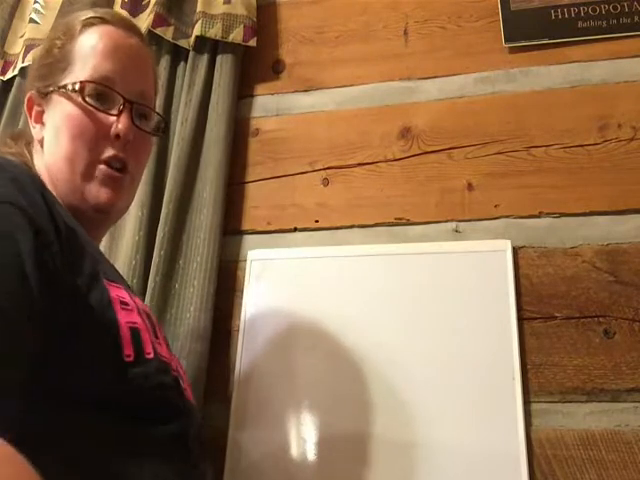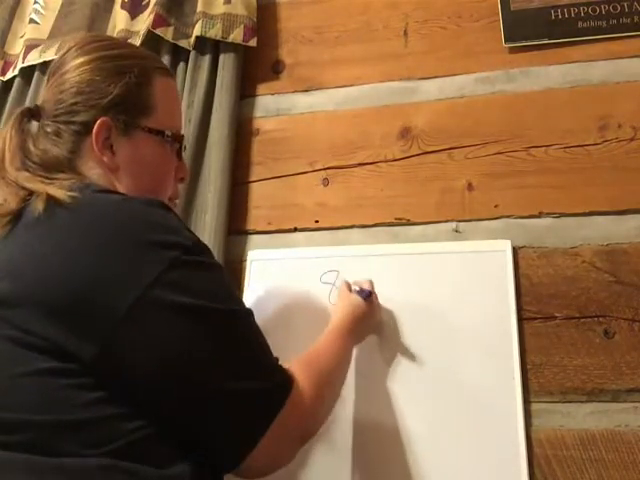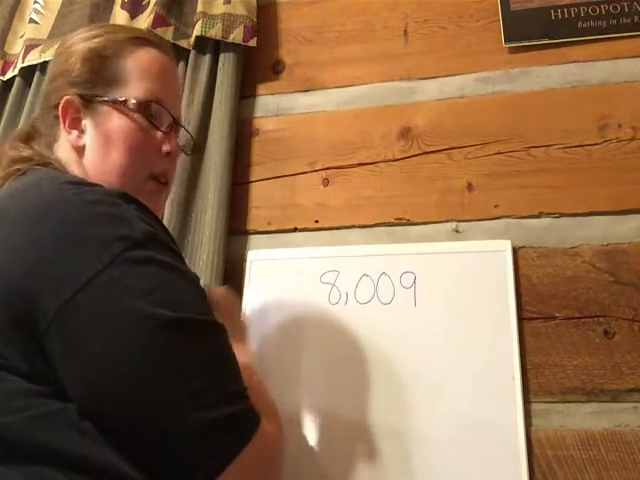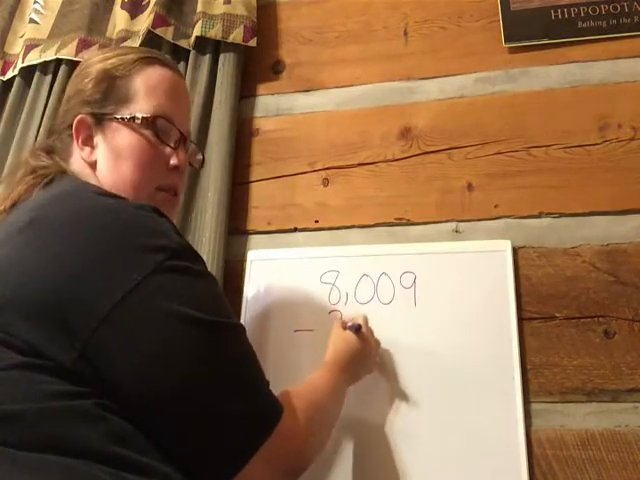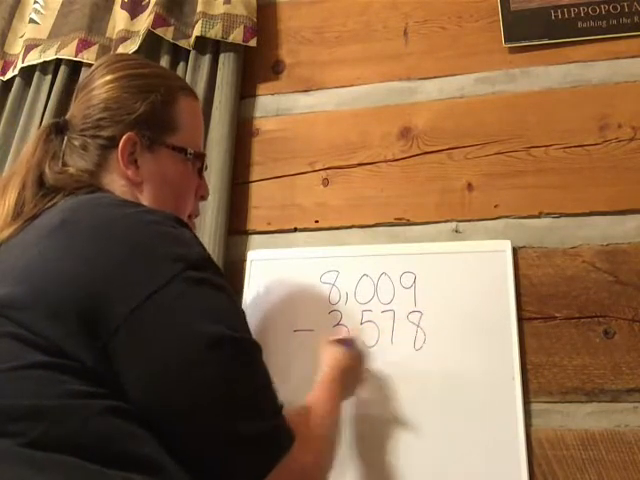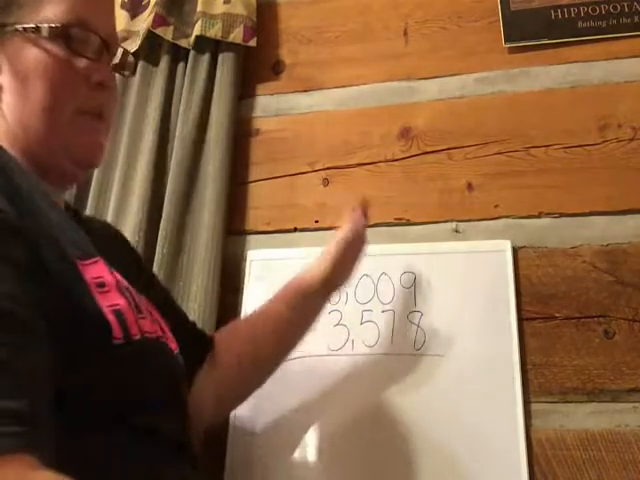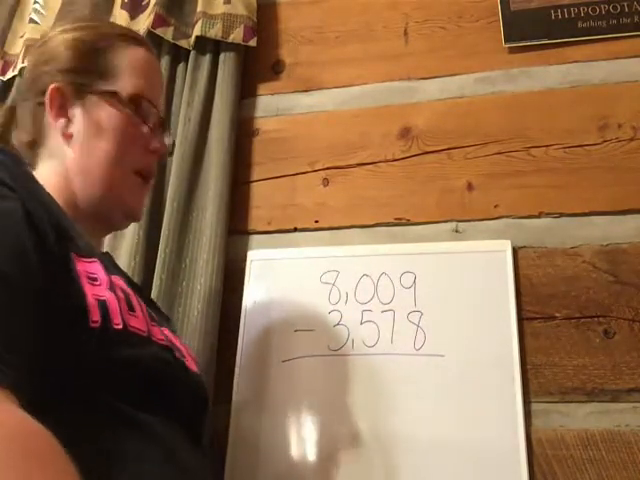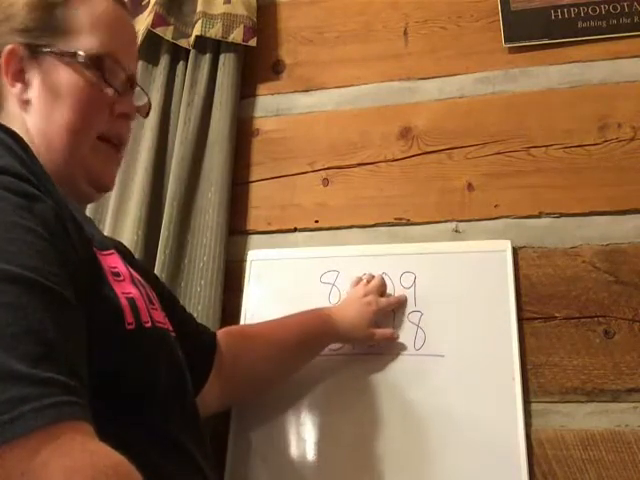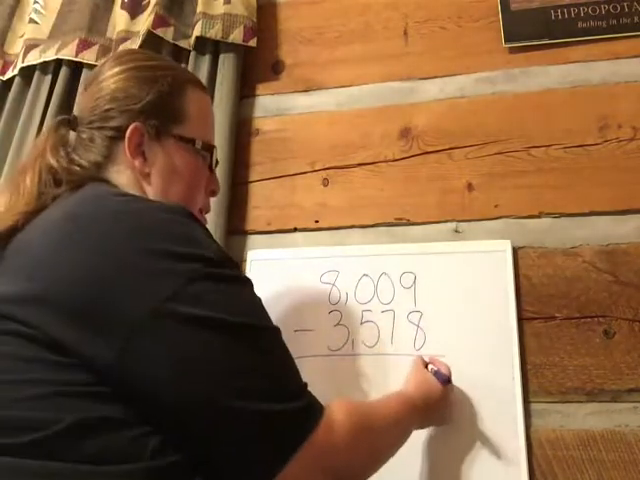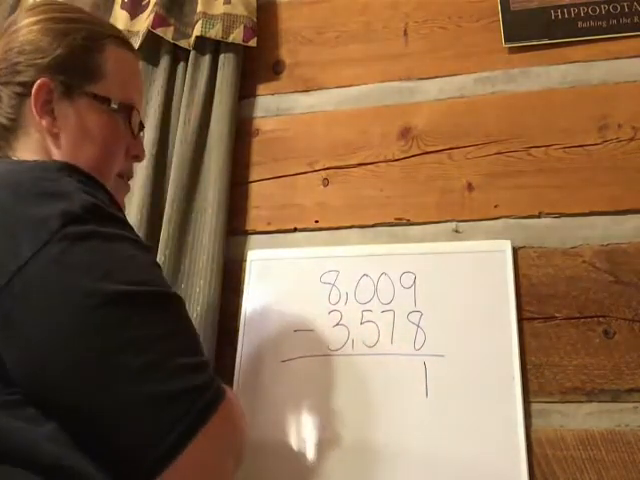All right, one more practice problem quickly, and then I'll ask you to try some on your own. So we have 8,009. You're subtracting 3,578. Notice I lined up my place values. That's always your first step with these addition and subtraction problems. Okay, so first we have 9 minus 8. We can do that. 9 minus 8, you have 1 left over if you take away 8.